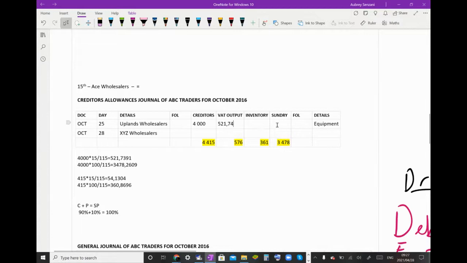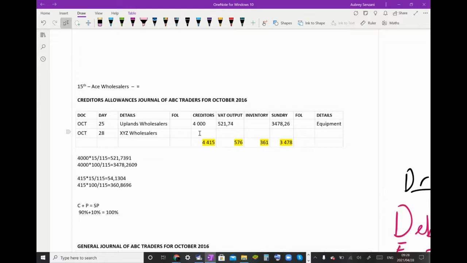And then obviously, what were we buying there? That was equipment. So we go to sundry and we plug that in right there. It's going to be 6. Okay, go to the next transaction.